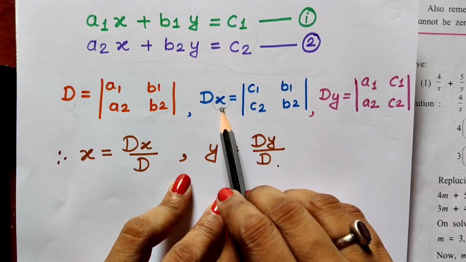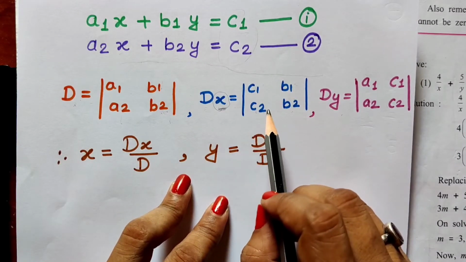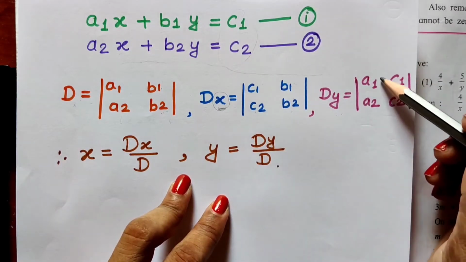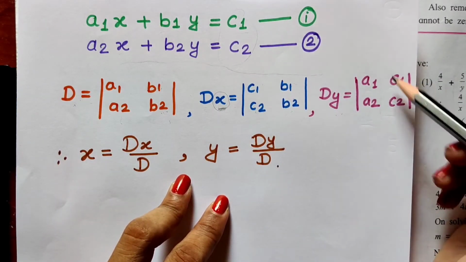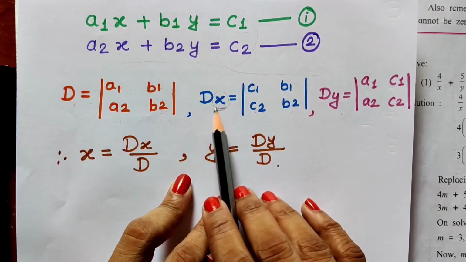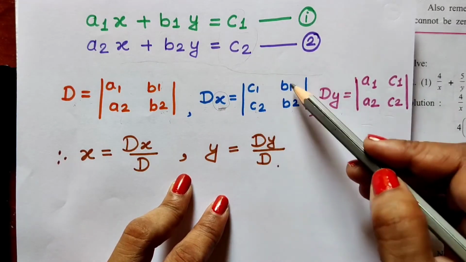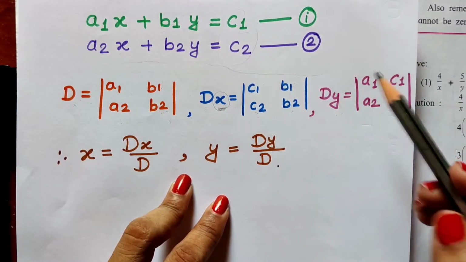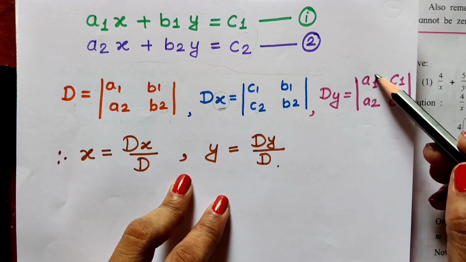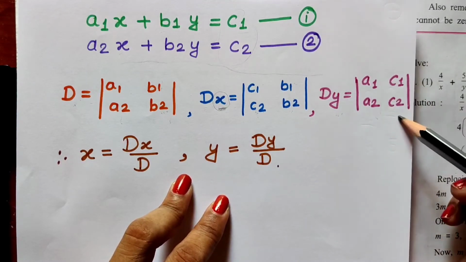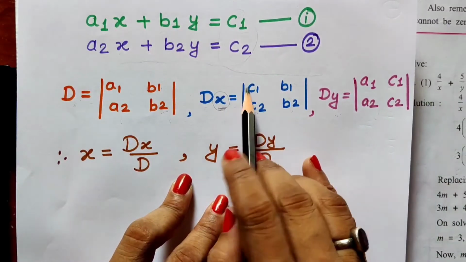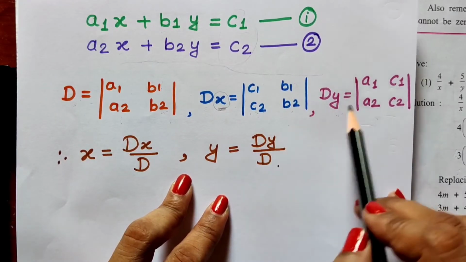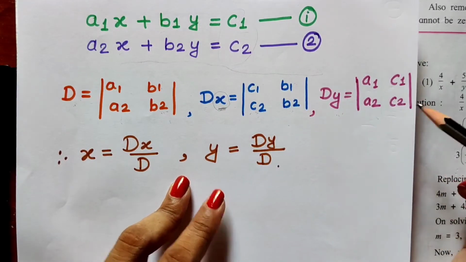So as in determinant of x we did not write the coefficient of x, in determinant of y we should not write the coefficient of y. So we have to write the coefficient of x and the constant term. We have to write in this order only. For determinant of x, first write the constant terms and then the coefficients of y. In determinant of y we have to write the coefficient of x first and then the constant term. The order should not be changed. You cannot write b1, b2 and c1, c2. You have to write c1, c2, b1, b2. Okay. For dy you have to write a1, a2 and then c1, c2.